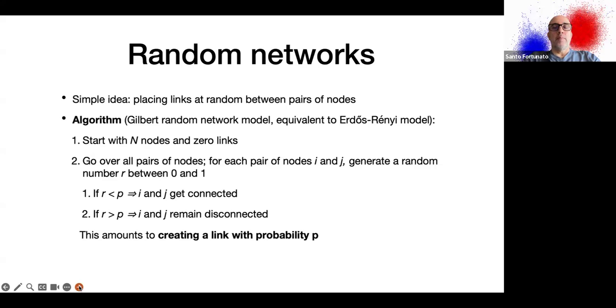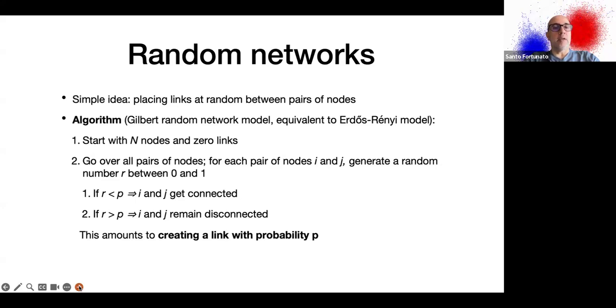And when you focus on a specific pair of nodes i and j, you generate a random number r between 0 and 1, which you can easily do in any compiler or language. If this number r is smaller than a parameter p, which is called the link probability, then i and j get connected. You place a link between i and j. If the number r is bigger than p, then i and j remain disconnected, so they are not neighbors. And you do that for all the pairs of nodes. When you finish the process, eventually we'll have set some edges, and that's your network. How many edges depends on the value of this link probability p.